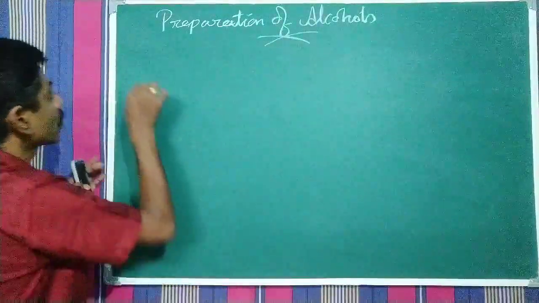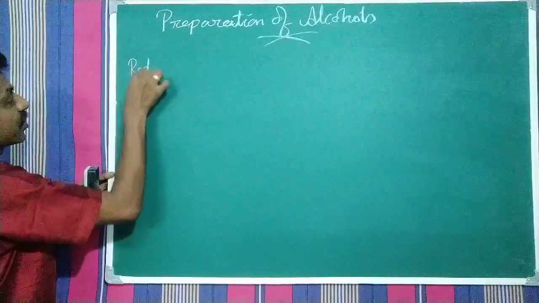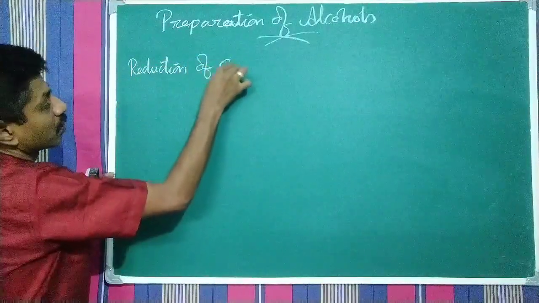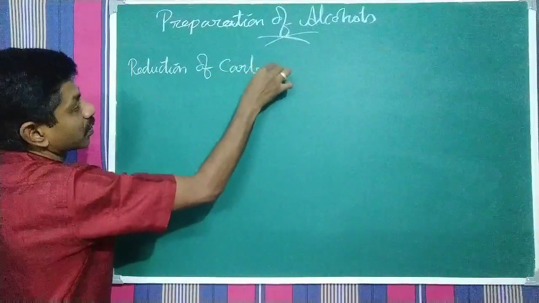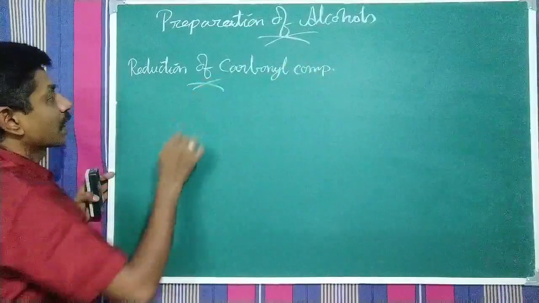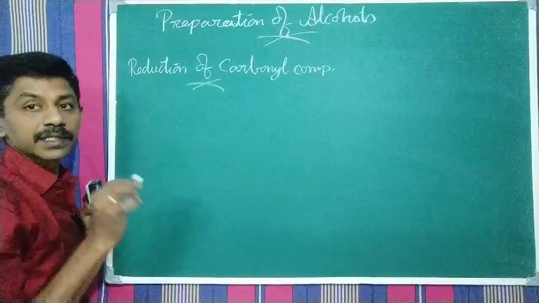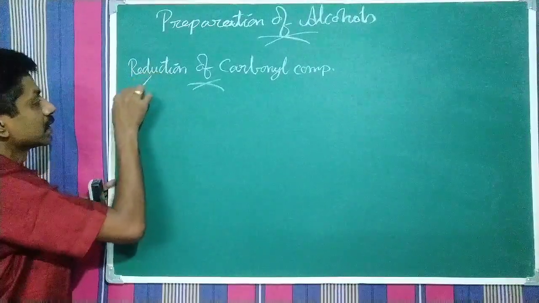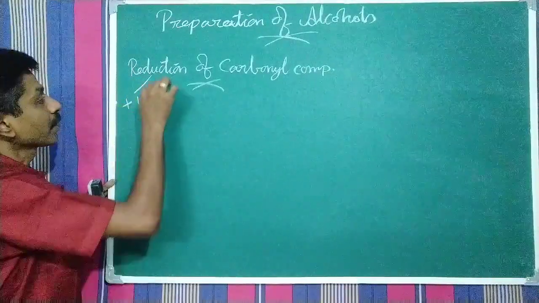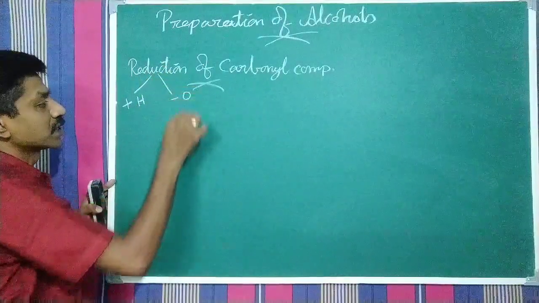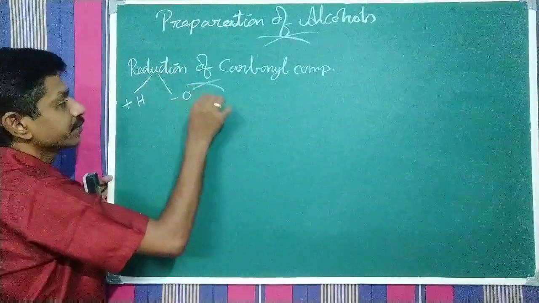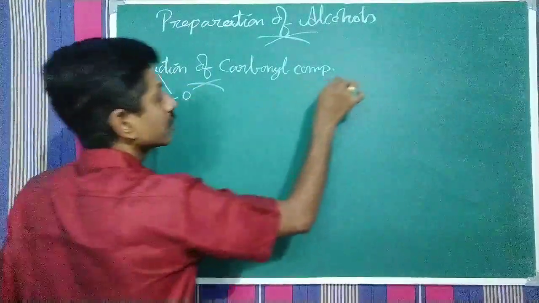And the next method we can talk about is reduction of carbonyl compounds or the carbonyl group. As you know, the word reduction we have learnt in the basics, it is the addition of hydrogen, or sometimes we remove oxygen, which is called reduction. And for reduction we need a reducing agent.